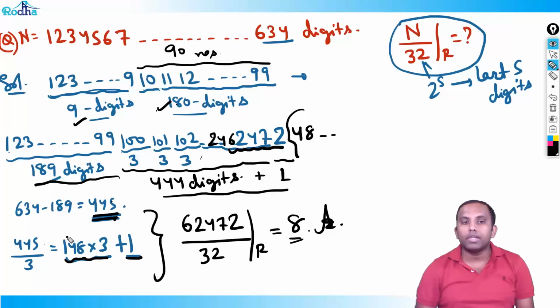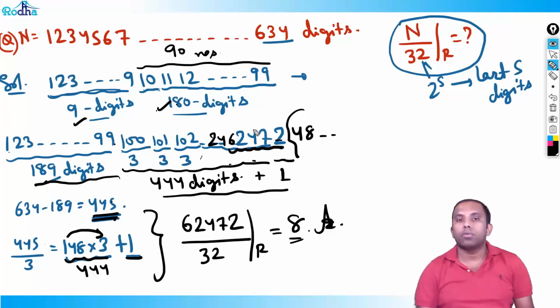That means each number has 3 digits, so 148 numbers after 99. 99 plus 148 is 247. 148 into 3 is 444 digits, so still 1 is left. After 247, one more 2 will come, and that's it. 445 plus 189, 634 over. So numbers are written like this: 246, 247, and at 2 it is getting over.